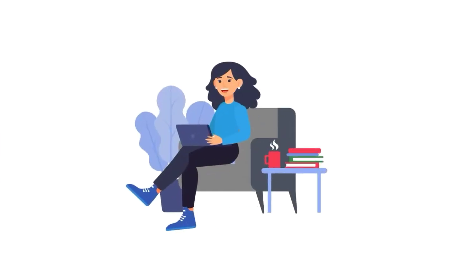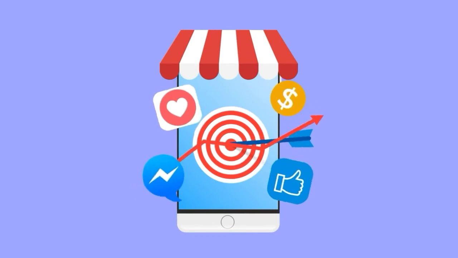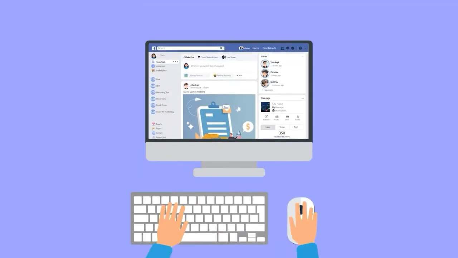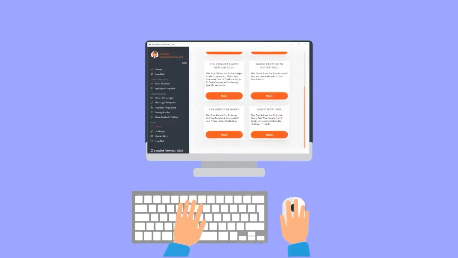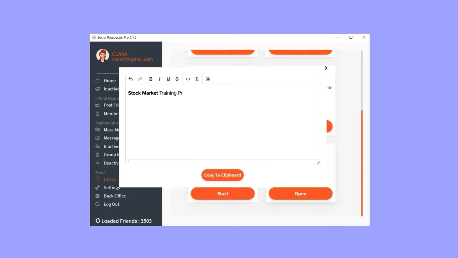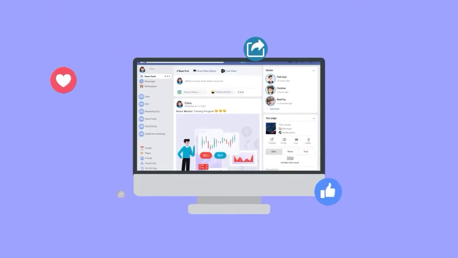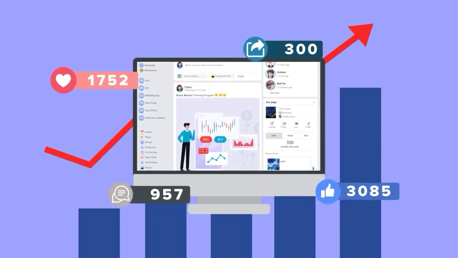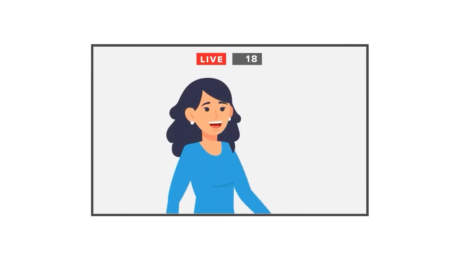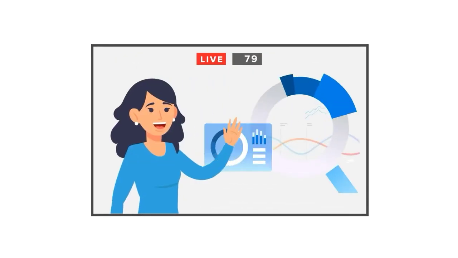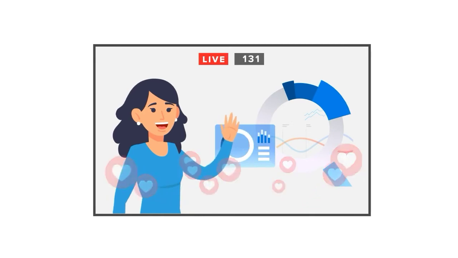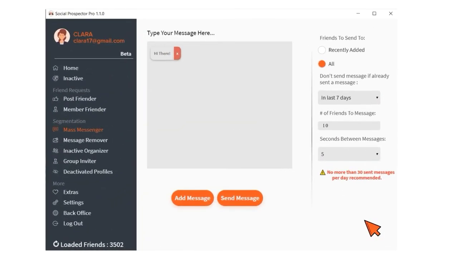While Clara grows her list daily, she is also completely automating her Facebook organic marketing. For example, when she wants to make her posts more eye-catching and stop her prospects from scrolling past them, she uses the fancy text tool. This allows her to make her font stand out, generating more clicks, leads, and sales. She also does weekly watch parties as well and uses the watch party inviter tool to automatically invite her prospects to check out her sales presentations. She loves that she can segment her friends list and send mass messages based on how long she has been friends with her prospects.